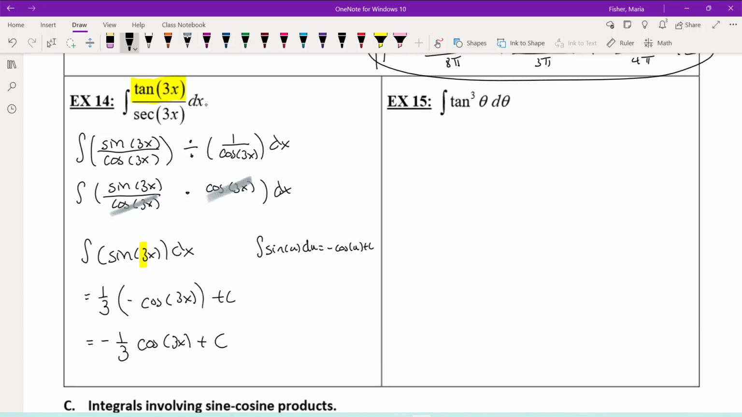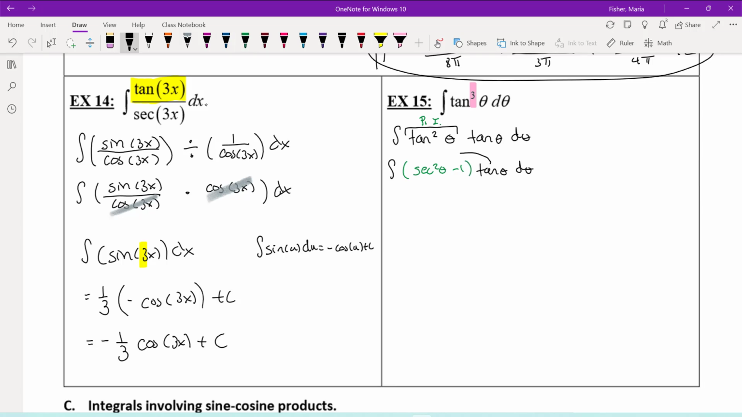What about number 15? Well, number 15 also has tangent that's odd, but I can't save a secant tangent yet. I will need to save a tangent and convert my other tangents into secants using that Pythagorean identity. So I come over here and I rewrite this as tangent squared theta times the tangent of theta d theta, because tangent squared times tangent is tangent cubed. Then I use that Pythagorean identity to rewrite tangent squared. Well, I know that tangent squared is equal to secant squared theta minus 1.